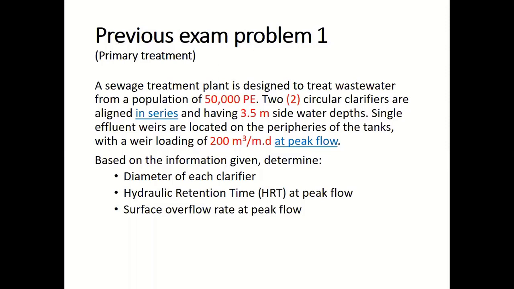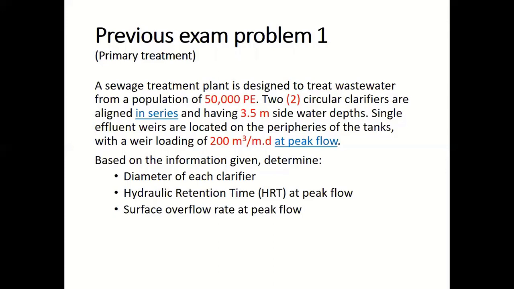Okay, this is another question, and this is one previous exam problem. It was talking about the primary treatment. So here we have a sewage treatment plant designed to treat wastewater from a population of 50,000 PE. Okay, it is given for you the PE, not the Q. So make sure you calculate the Q before you start.